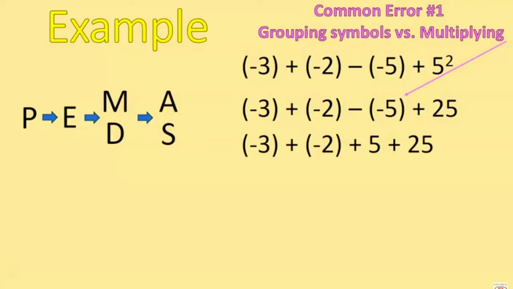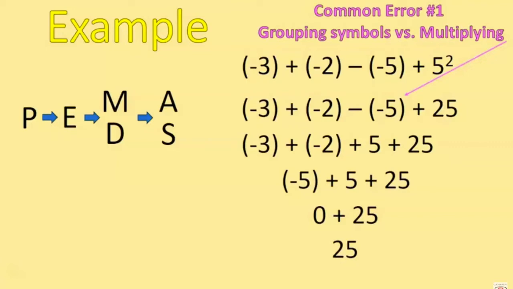Negative 3 plus negative 2 gives us negative 5. Negative 5 plus positive 5 gives us 0. And 0 plus 25 gives us 25. That step at the end was just all adding.